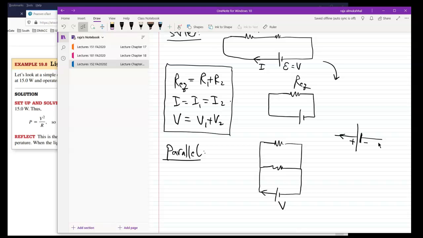Be careful that you must know the direction of the current by looking at the battery. So in other words, if I have a battery that looks like that, then the current is this way. If the battery looks like this, then the current is going this way, and so on. Get that? Okay.